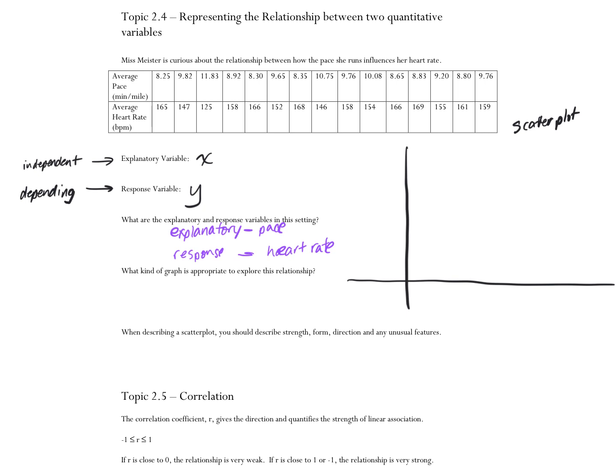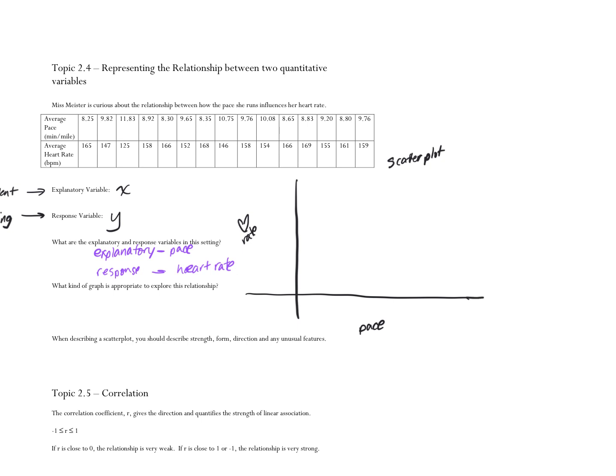And like I said, we put the explanatory on the x-axis, so I'm going to go ahead and put pace here and heart rate here. And guys, remember, a lower pace equals higher effort. Is everybody with me? Like running faster is harder than running slower? Yeah. Okay.